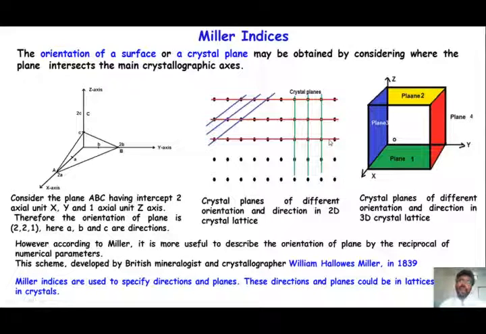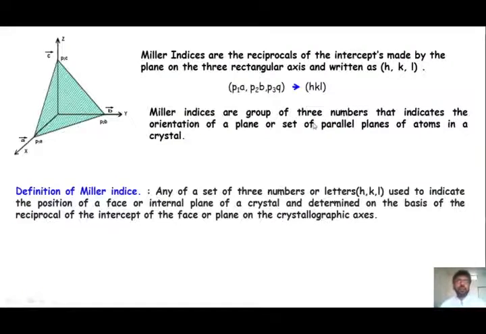In this way, all these planes have different coordinates and different orientations. So instead of writing directly the intercepts along the corresponding three axes, it becomes more useful to write them in terms of the Miller indices. Therefore, the Miller indices are the reciprocals of the intercepts made by the plane on the three rectangular axes, and so we can write them in terms of h k l.